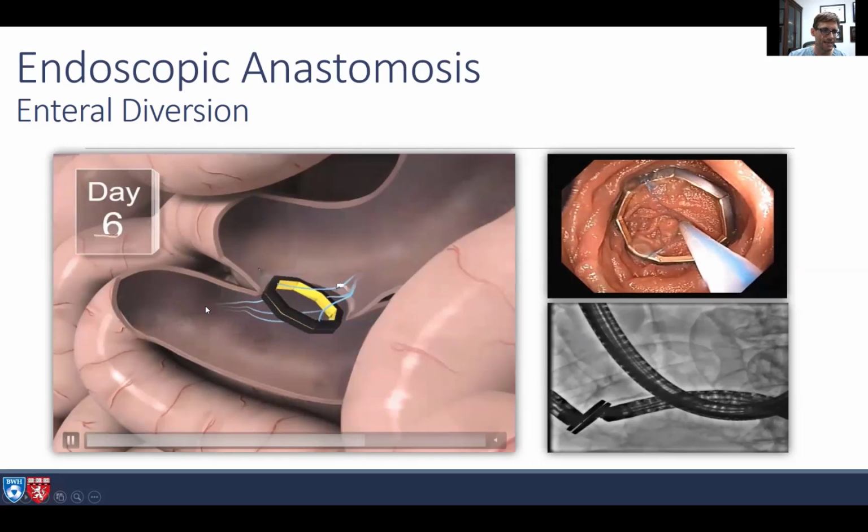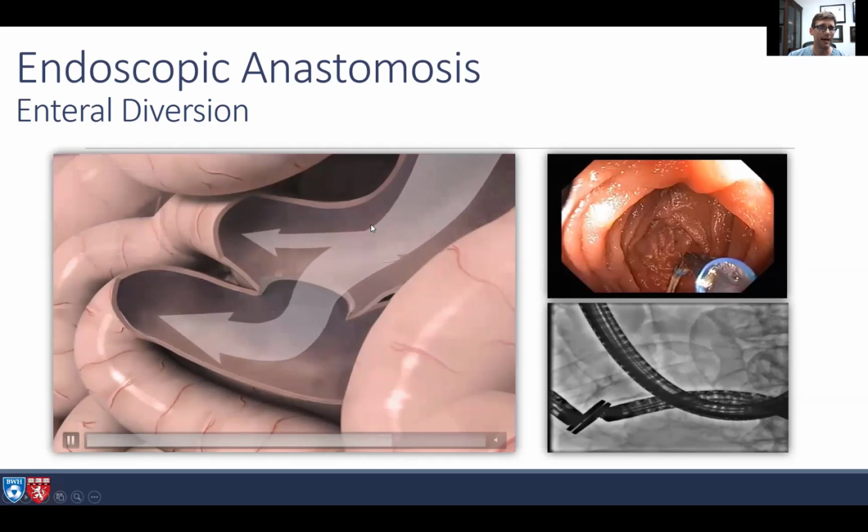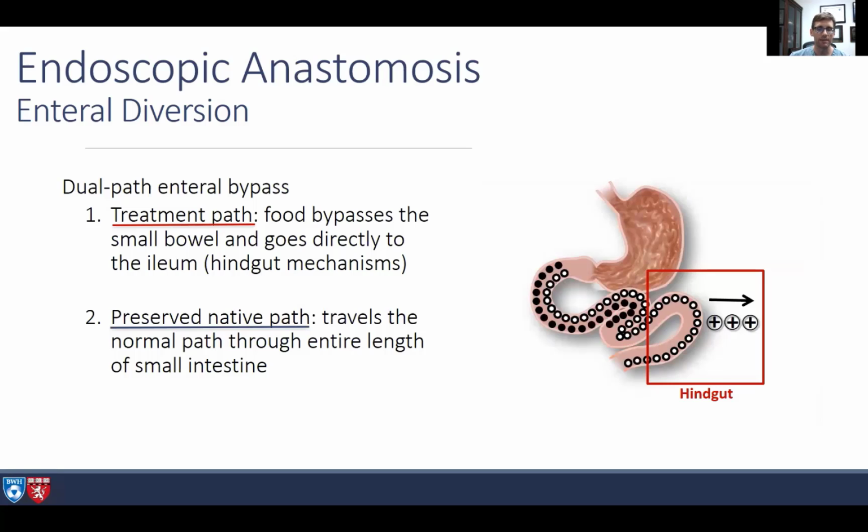The magnets will pass on their own out in the fecal stream, and this results in a side-to-side anastomosis. So there's no blind limb. There are two paths there. You have a treatment path, so some food can go directly from the proximal jejunum into the ileum, and other food will go in that preserved native path, mitigating against any potential complications.